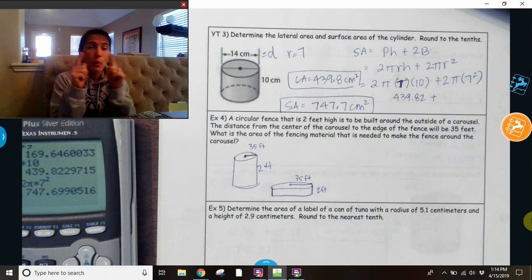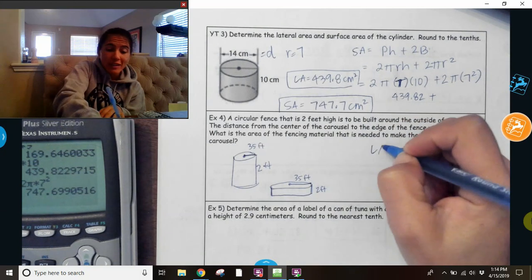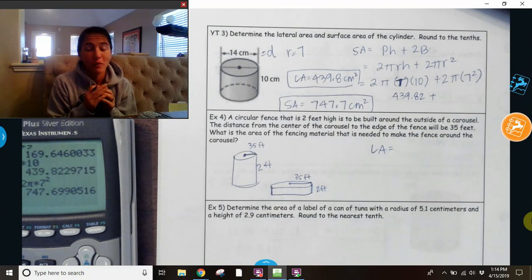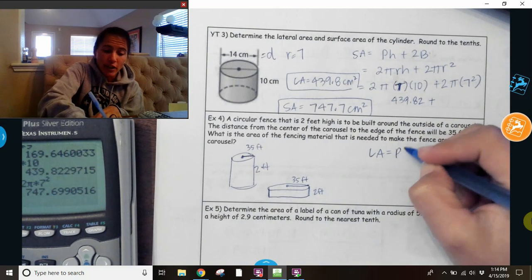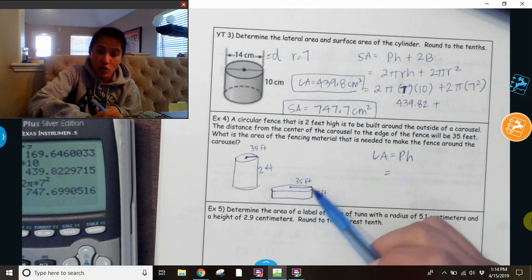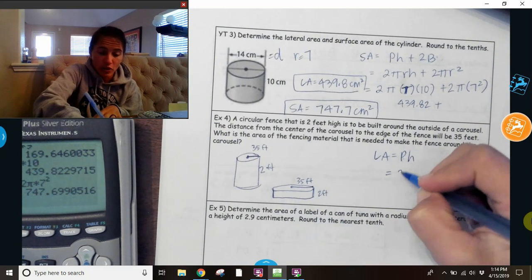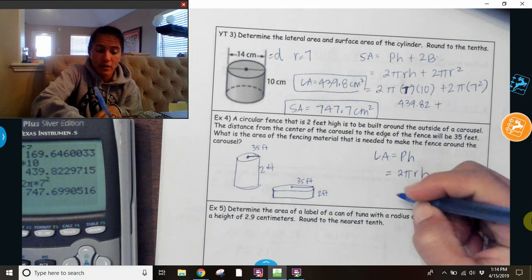So this round part is the lateral area. The top and the bottom are the bases. So we only want the lateral area for this problem. And the lateral area is the perimeter of this circle times the height. We can't add up the sides, so we have to do 2 pi r h, because we have to do the circumference.